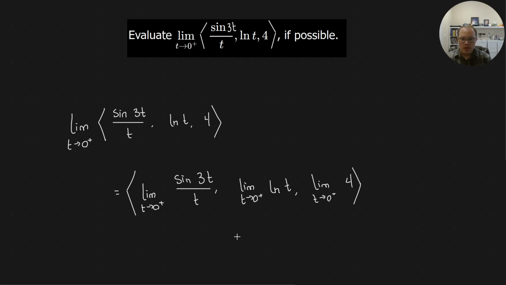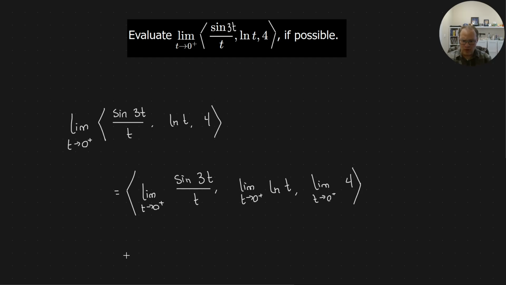Okay, the limit exists. It's equal to the vector with the limits of each component. If any one of these components does not have a limit, or if it's infinity or negative infinity, the limit for the vector valued function does not exist.